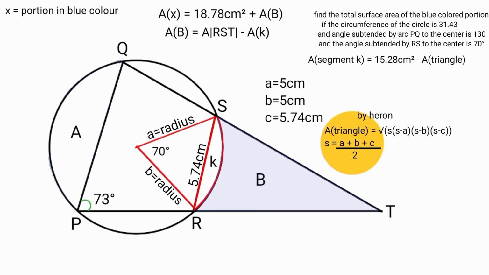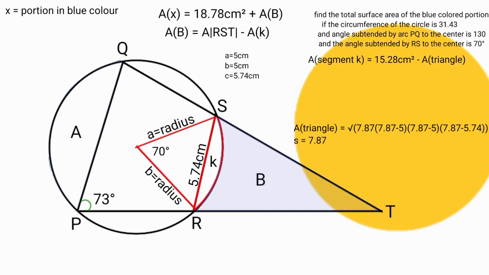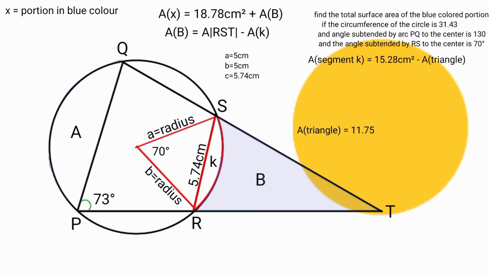So coming back here to S, since S equal to A plus B plus C over 2, substituting the values now, S equal to 5 plus 5 plus 5.74 over 2, which is equal to 7.87. So now substituting the values into this equation now, area of triangle is equal to square root of 7.87 open bracket 7.87 minus 5 times 7.87 minus 5 times 7.87 minus 5.74, which if you press your calculator equal to 11.75. So area of triangle equal to 11.75 centimeters squared.